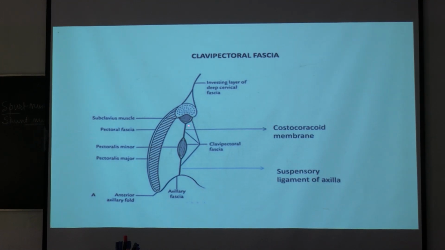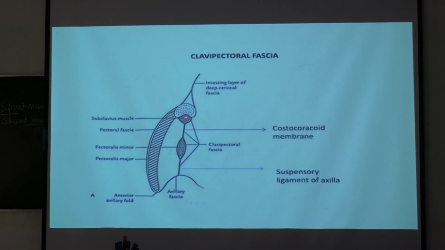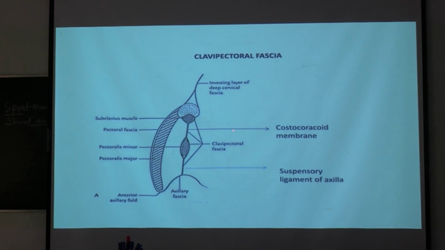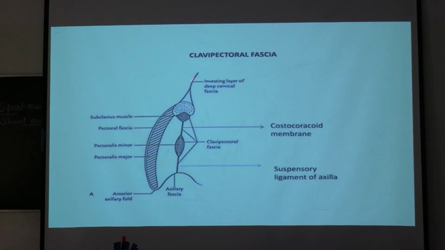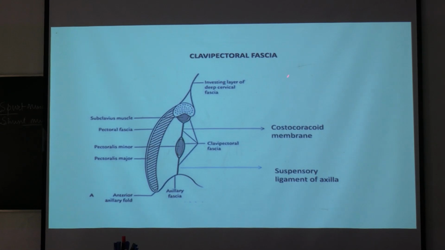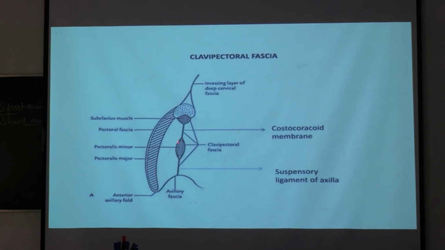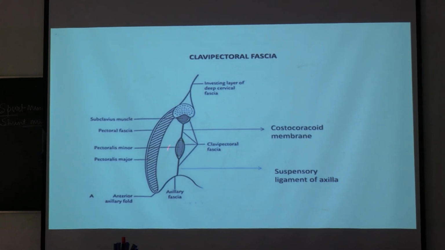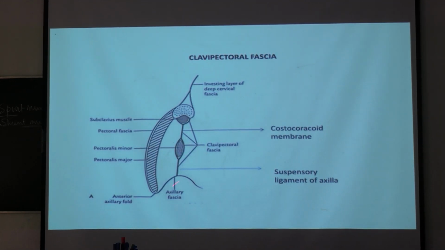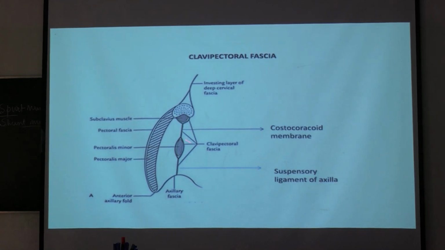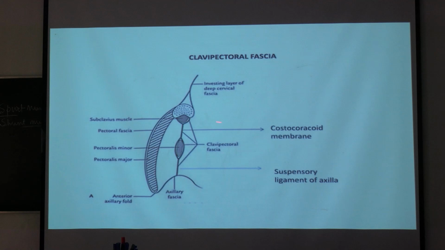This is the clavipectoral fascia. Above, it is attached to the two lips of the subclavian groove of the clavicle, enclosing the subclavius muscle, and this posterior lamina, it is said, sometimes goes upward to be continuous with the deep cervical fascia, the deep fascia of the neck. Extending downward, it splits to enclose the pectoralis minor muscle, and after enclosing the muscle, it extends downward as the suspensory ligament of the axilla and is attached to the dome of the axillary fascia. Understood? And in this area all the structures are piercing: the cephalic vein, thoracoacromial artery, and lateral pectoral nerve pierce through this clavipectoral fascia.